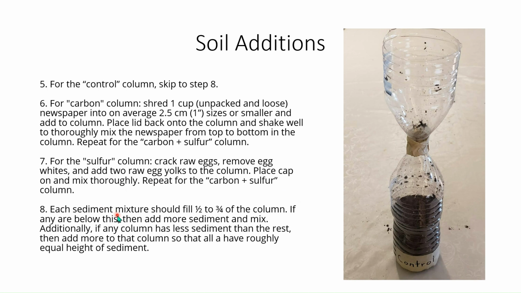Okay, so at this point, each sediment mixture should be filled about halfway to 3/4 of the column with just your soil and your amendments. If any are below this, then you probably didn't add the right amount of soil. So you want to add a little bit more until they're all about the same height.